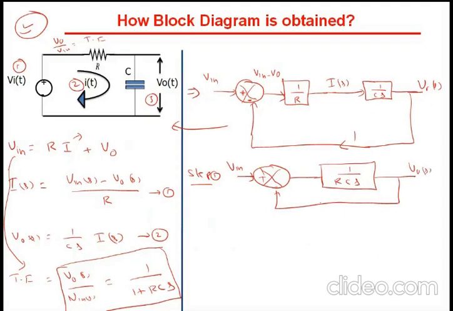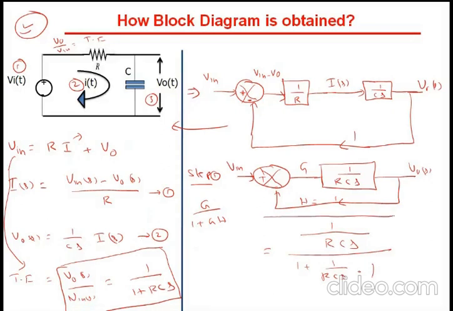Now if you observe this, this is in feedback, the G block, this is G and this is H, I can say here H is equal to 1. So you know that the elimination of feedback is 1 by 1 plus GH, as it is a negative feedback. So you can write this as 1 divided by 1 plus GH, that is, 1 by RCS divided by 1 plus 1 by RCS into H, H is 1.